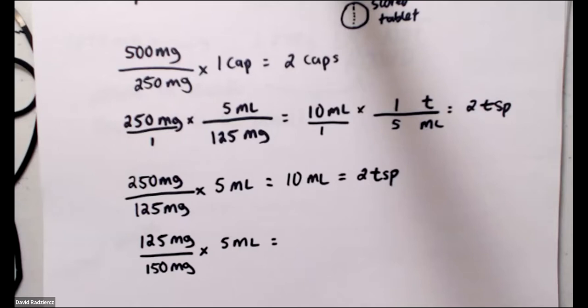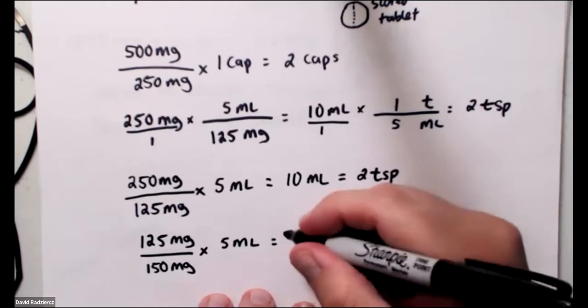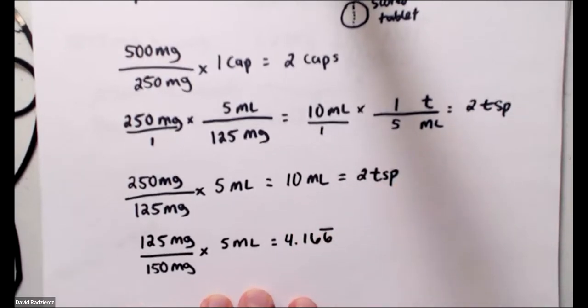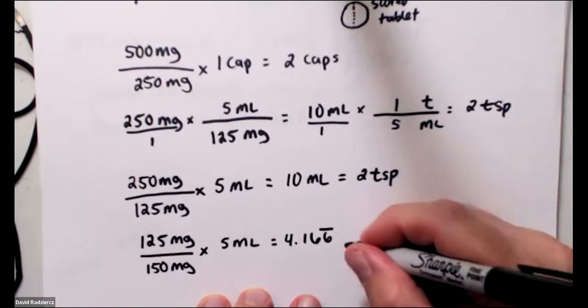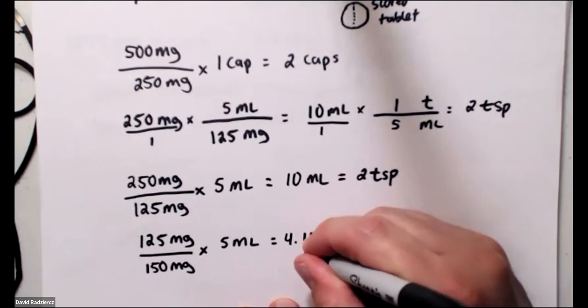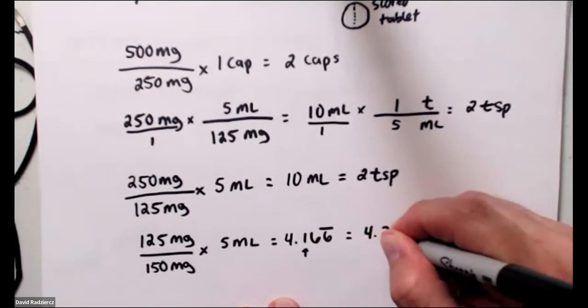So I would take my calculator, 125 times 5, which gives me 625, divided by 150, and I'm going to get 4.16 repeating. And that 6 just keeps repeating. So what am I going to do? What's going to be my answer for this? My answer is I'm going to need to round to the nearest 10th. And so my answer would be 4.2 milliliters.